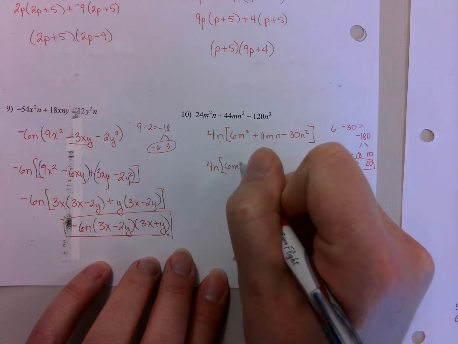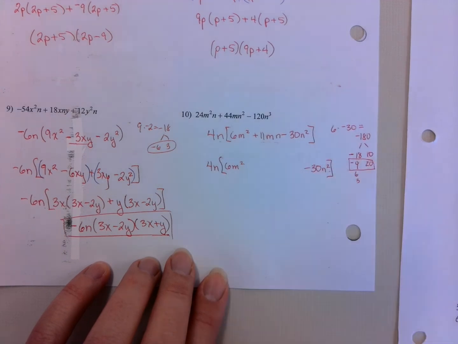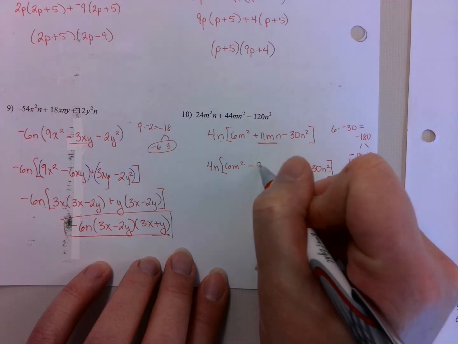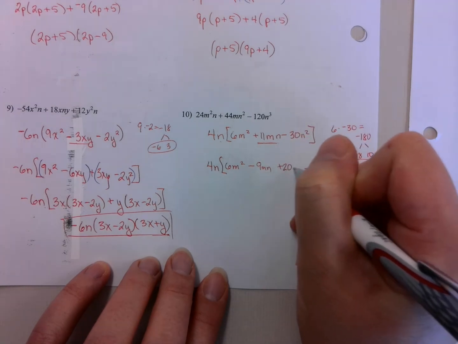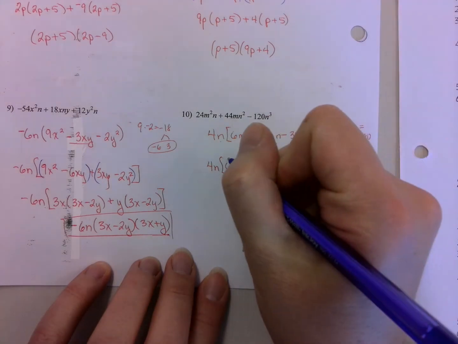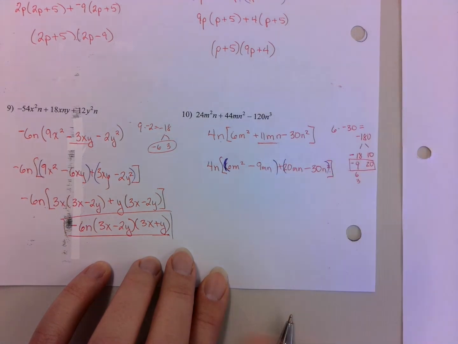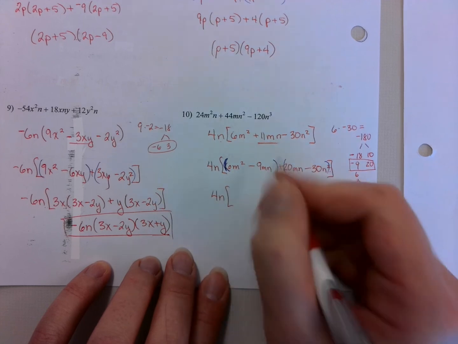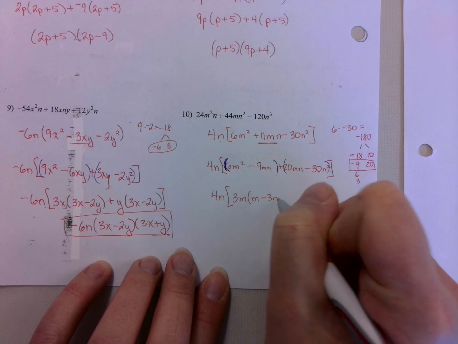So leave your first term in there and leave your last term with the extra variable in there. What we want to do is break up that 11mn, and we're going to use a negative 9mn and a positive 20mn. Okay, so now that I have that, I am back to factoring by grouping. And so what they all have in common is a 4n. What these two have in common is a 3m, and what's left is m minus 3n.